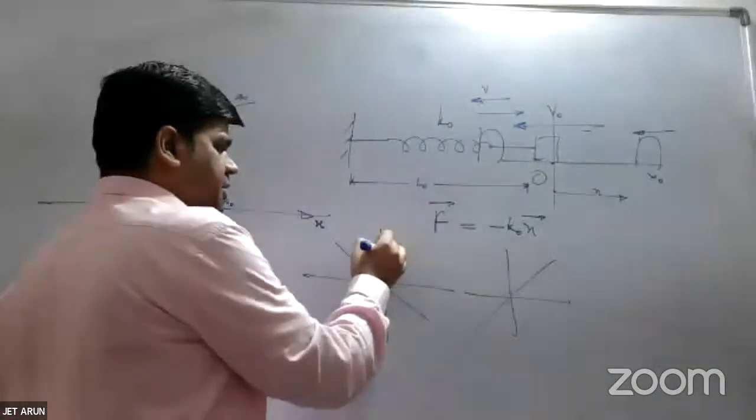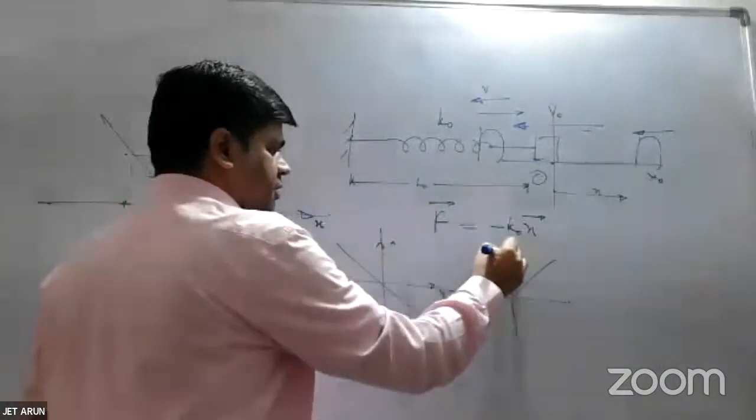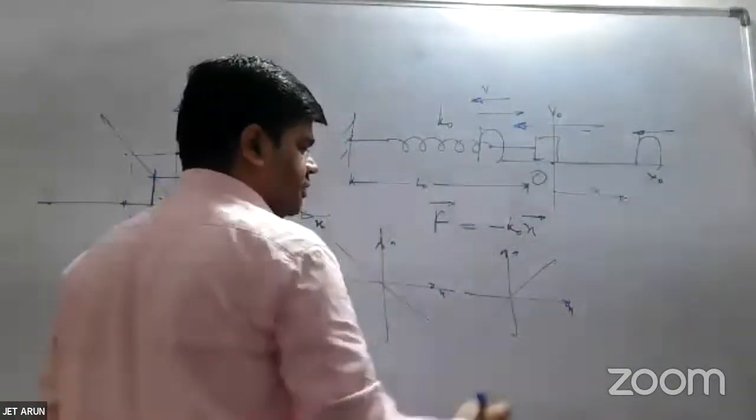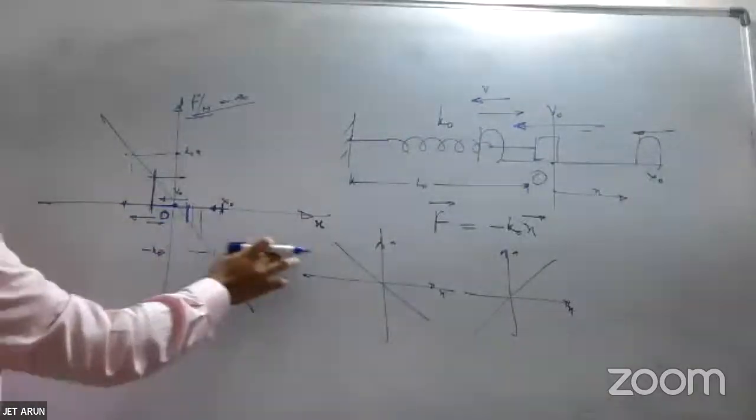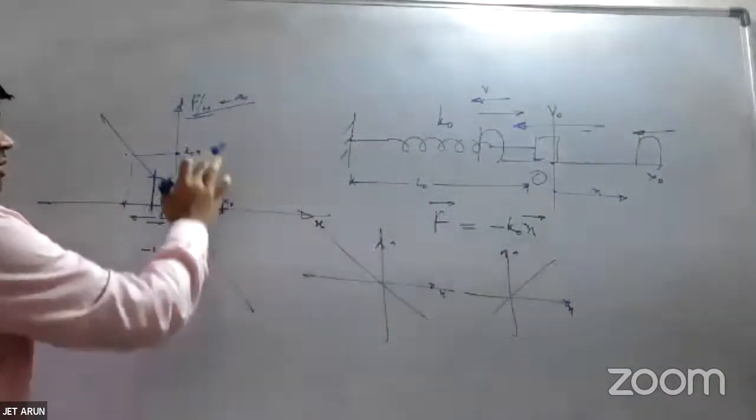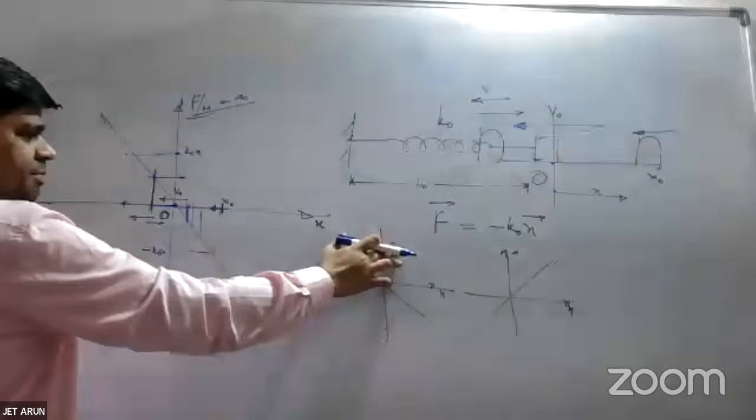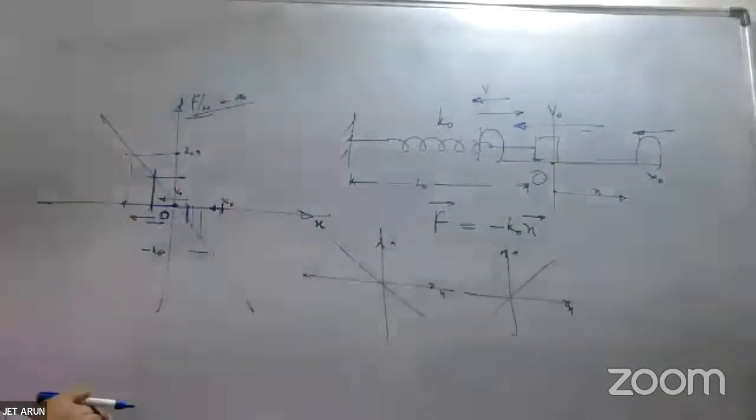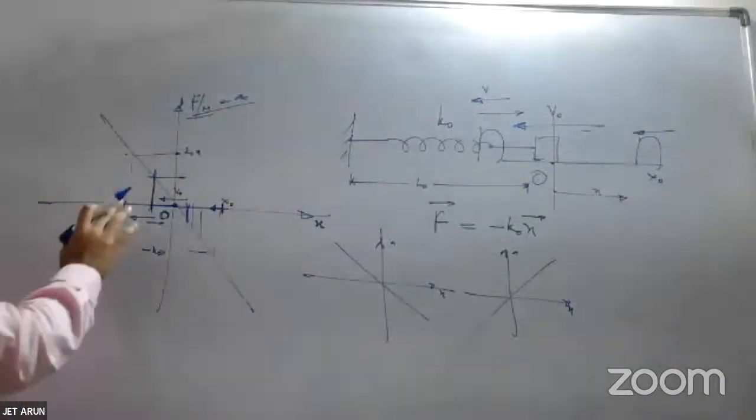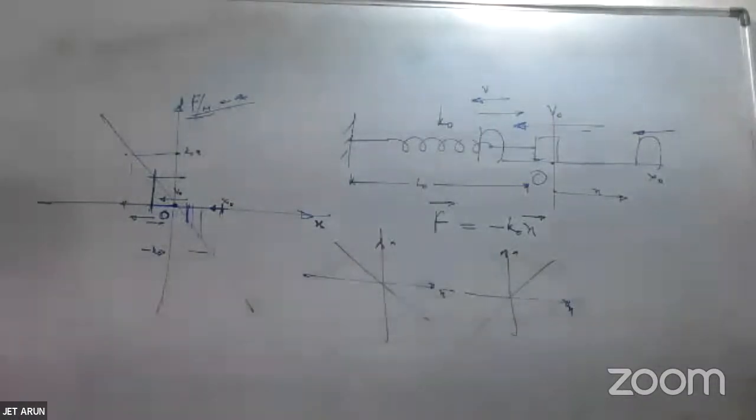AX graphs, this is A, X, A, X. Now look at this. This is the same structure as this one, except that if I divide by mass, I'll get the acceleration. Or if I multiply by mass over here, I'll get the force. So graphical analysis is the same.